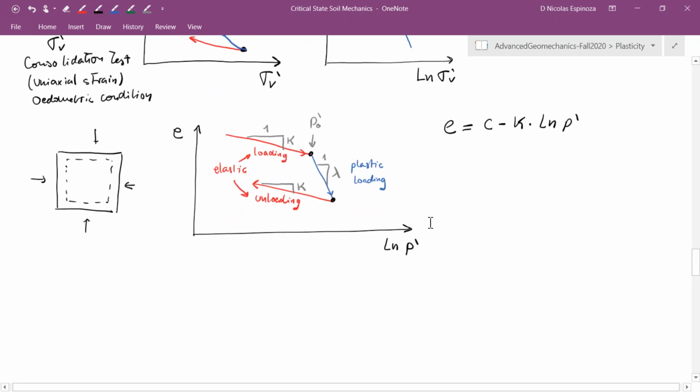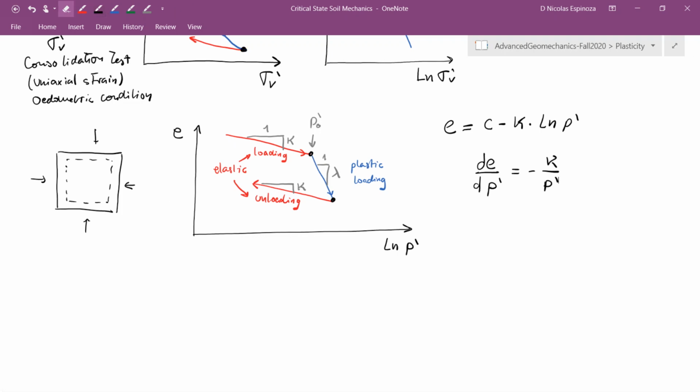Okay, from this equation that tells me the change of void ratio with the change of mean stress, I can also convert this into an incremental version by taking the derivative of the void ratio with respect to the change of mean stress, and this is just going to be kappa over P prime. Notice that the derivative of the natural logarithm of x is 1 over x, so that's why I have this in here. Okay, so now with these two equations, I'm going to be able to continue my derivation of the calculation of the plastic strains.